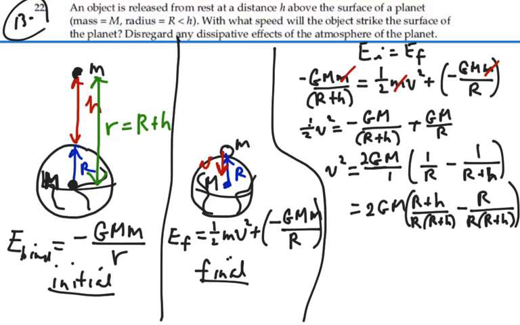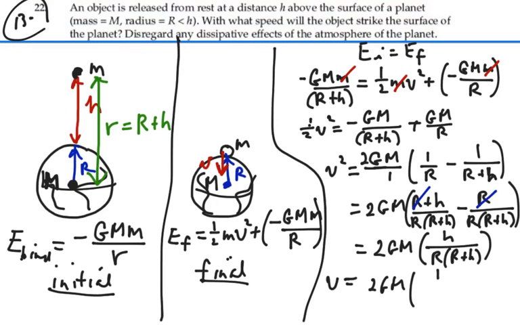In the numerator, I'm going to have R plus h minus R, so the R's will cancel there. And now this will be equal to 2GM, and it'll be h over R times R plus h. Or I would say that my velocity is the square root of all that. So 2GM h over R times R plus h, square root.